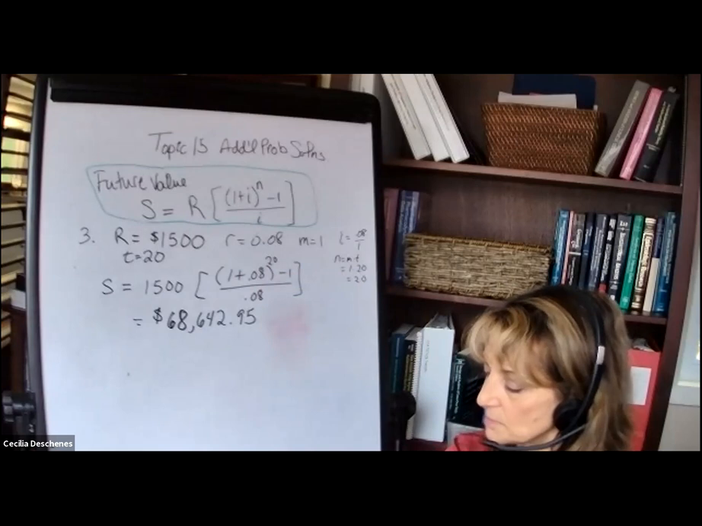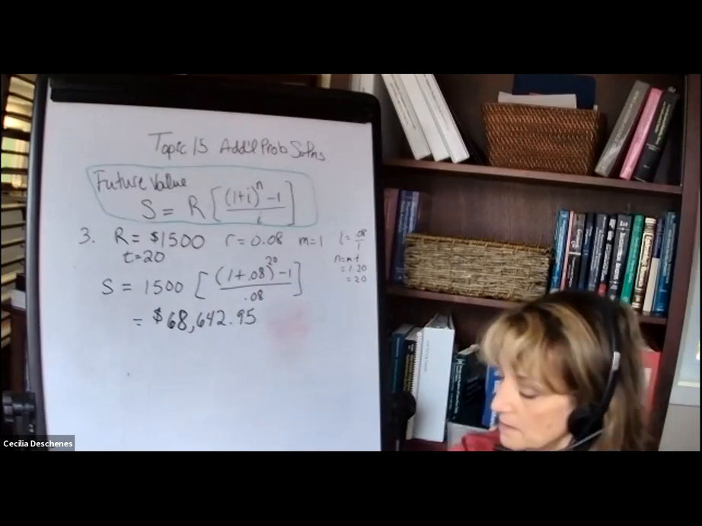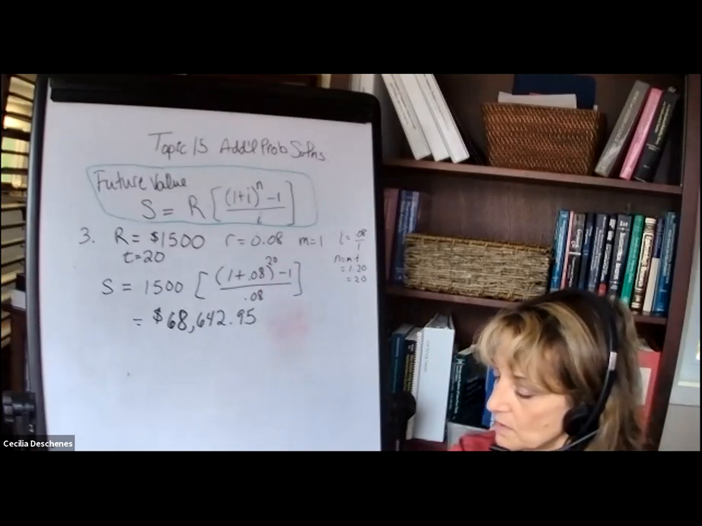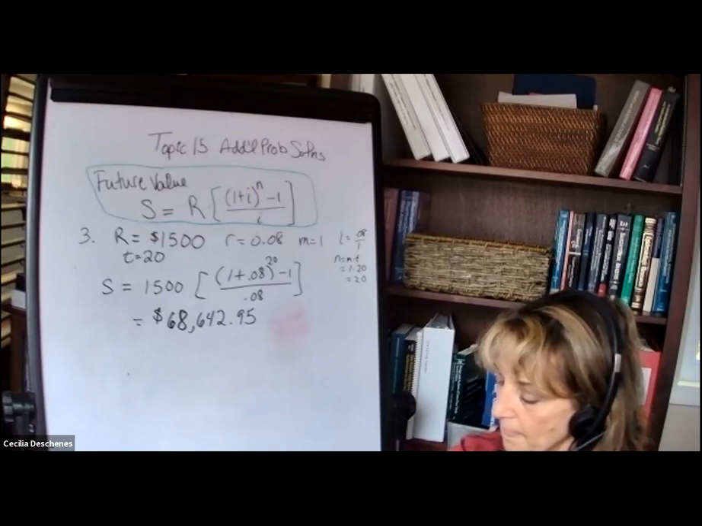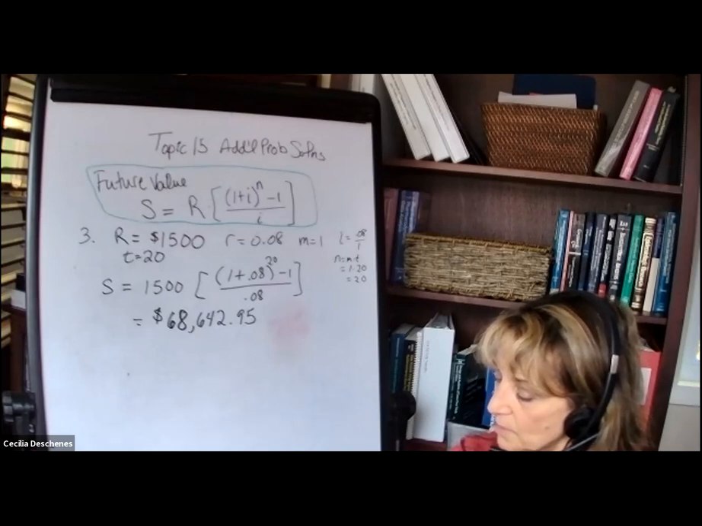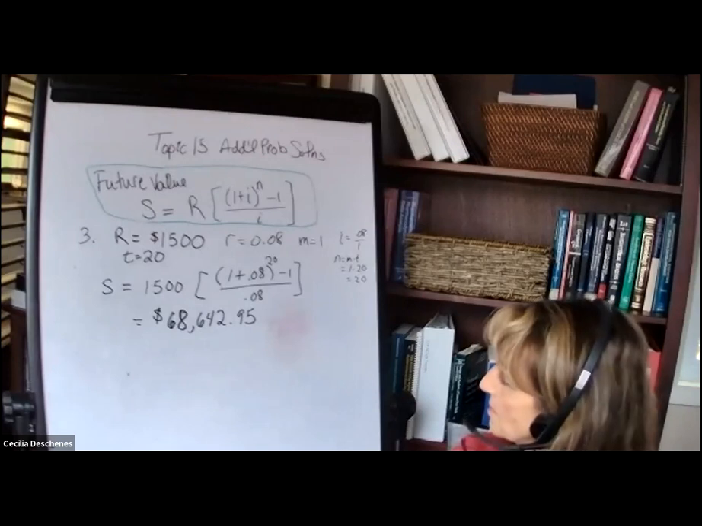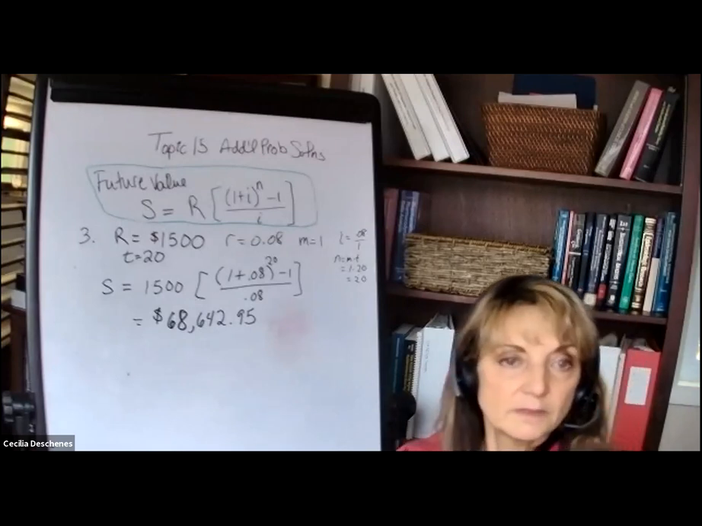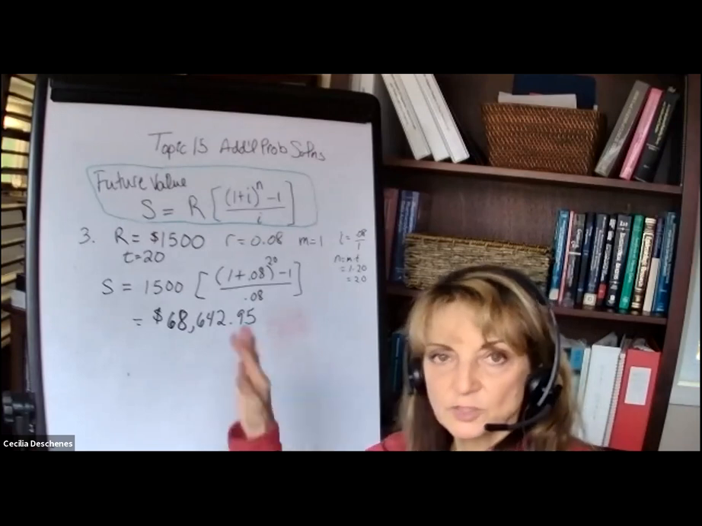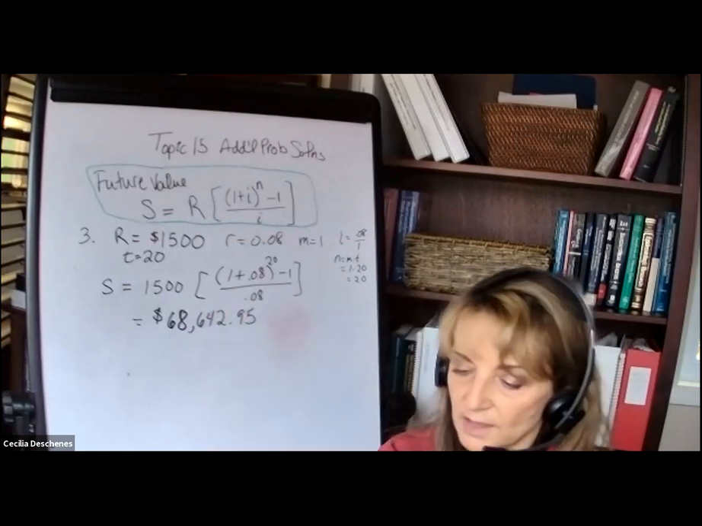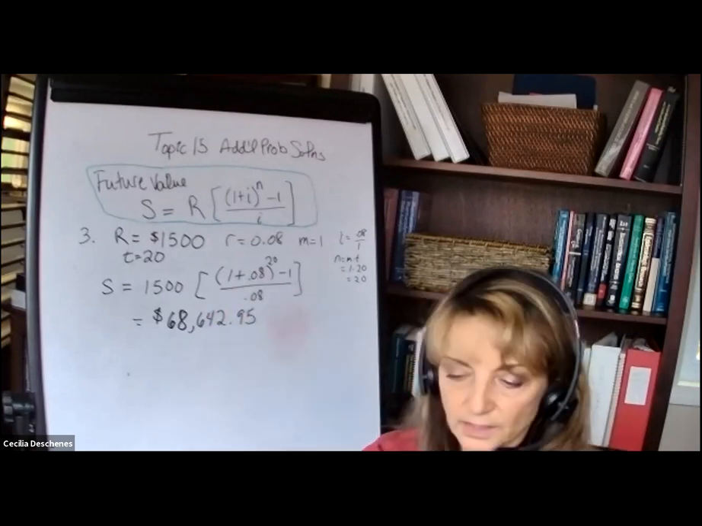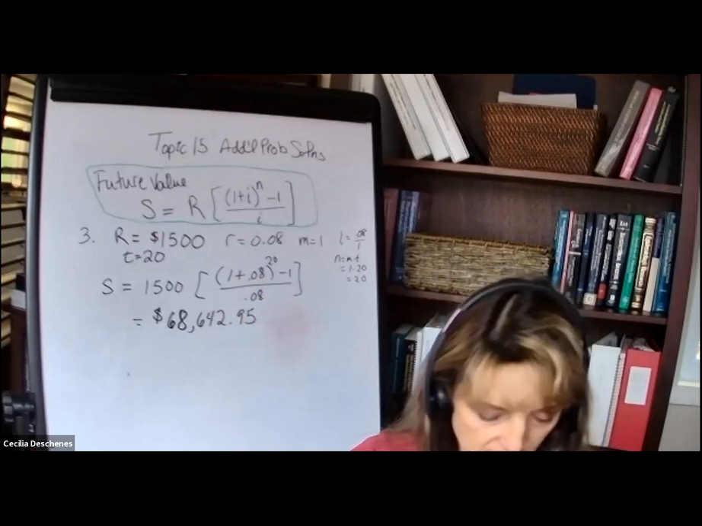I'm going to double check that again. 1.08 raised to the 20th, minus 1, divided by 0.08, and multiply that by 1,500. Yep, that was right. Okay, so it's always good to double check, especially with all these numbers floating around in the calculator. Next one up. Let's see what that problem is.